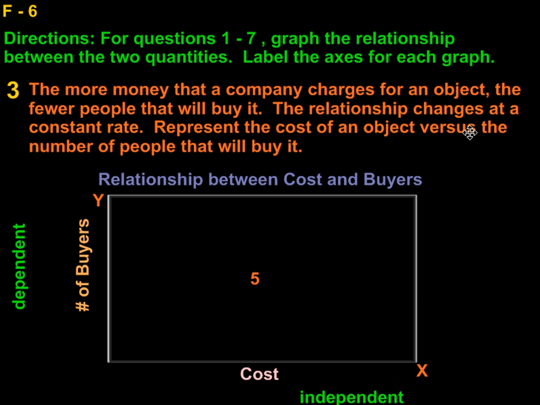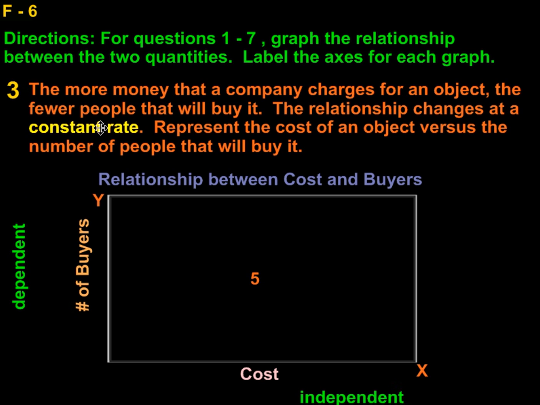But again, a quick, easy way to look at it: if it has the word versus, and cost is in front of versus, cost is going to be your x. Whatever comes after the word versus, number of people that'll buy, that's going to be your y. So we've come up with a title, we've labeled the x and y axis, we have our y value, which is going to be our dependent value, we have our x value, which is going to be our independent value, and now we need to figure out what kind of a graph we have. One of the things you want to look for in the word problem is an explanation of the kind of rate that you're looking at. And in this case, it states we're looking at a constant rate.